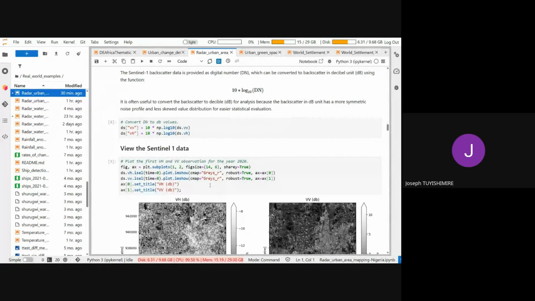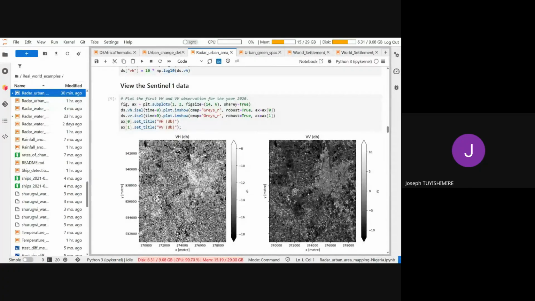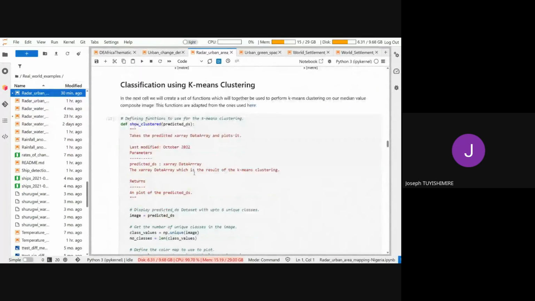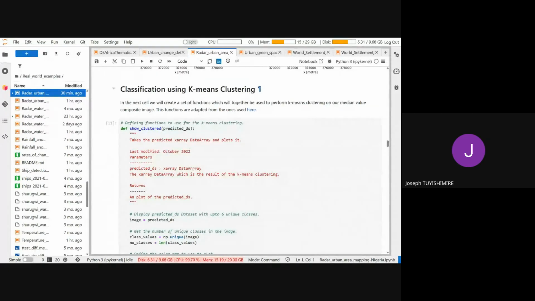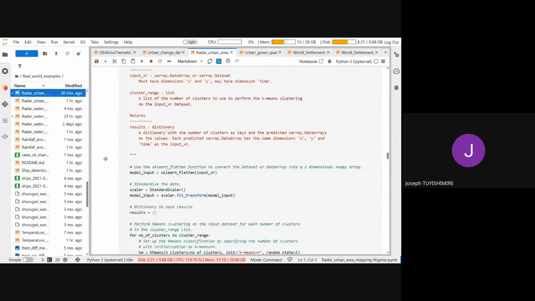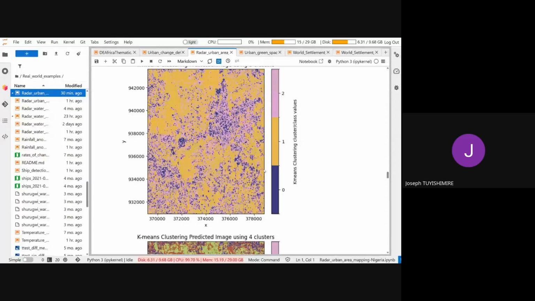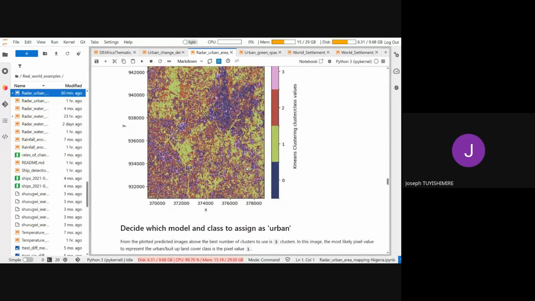Processing methodologies. Then compare the vertical polarization and horizontal polarization, compared to the vertical polarization in dB. We can compare once again after processing, and then we can do advanced classification, K-means, with the number of classes. So we try to compare. This is using two classes, it's using three classes, and it's using four classes.